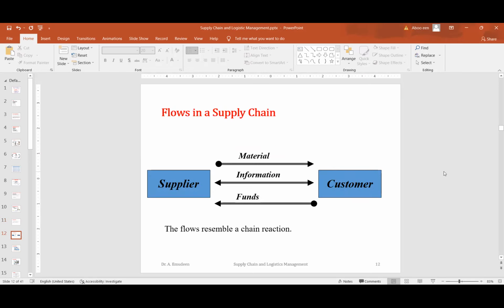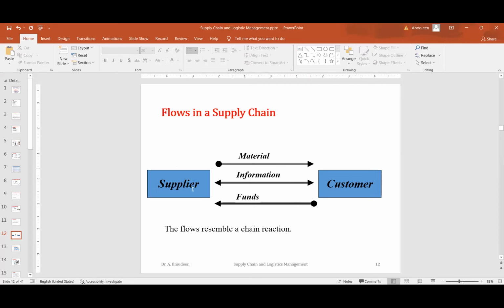Now look at this diagram. From the suppliers to customers, there are various stakeholders in between. In between these two parties, there are various flows: material flows, information flows, and fund flows. You know the material flow: the raw materials are converted and transferred as finished goods.